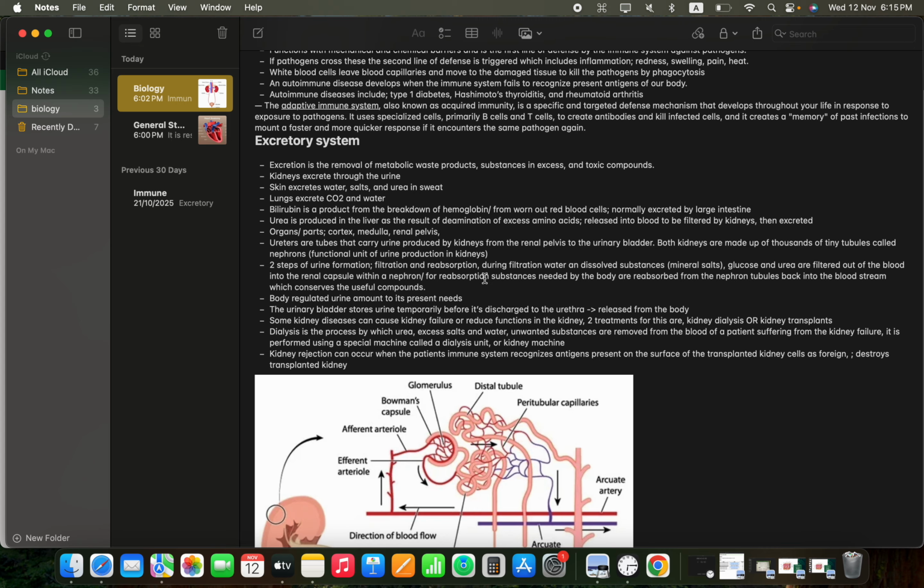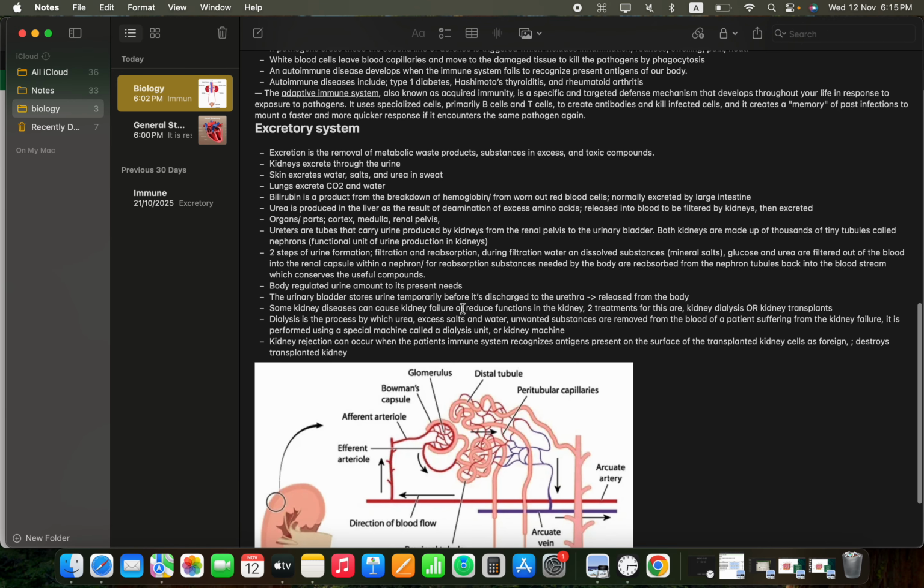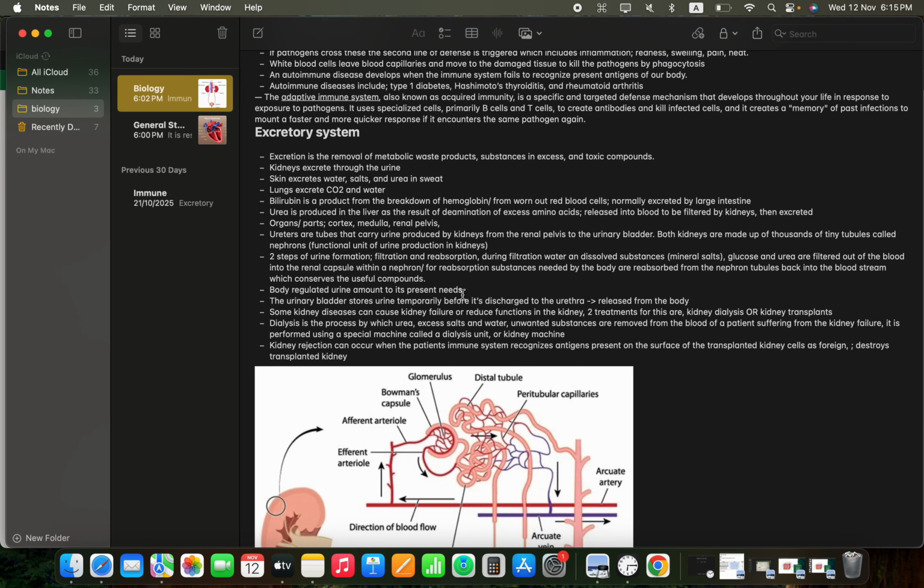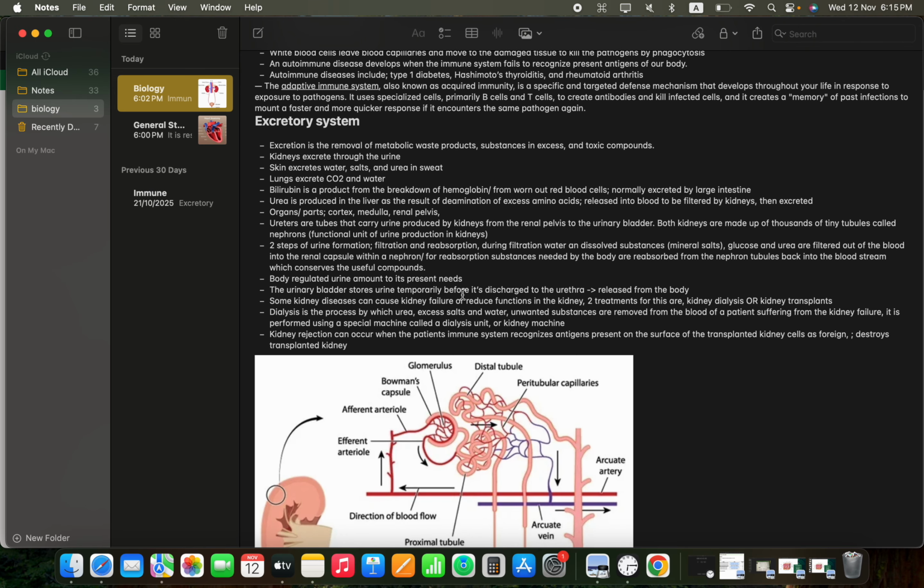During filtration, water and dissolved substances, which include mineral salts, glucose, and urea, are filtered out of the blood into the renal capsule within a nephron. Now, for reabsorption, substances needed by the body are reabsorbed from the nephron tubules back into the bloodstream, which conserves the useful compounds. Your body regulates urine to the amount of its present needs, so it's going to reabsorb all the nutrients it needs and then just excrete the ones it doesn't need.